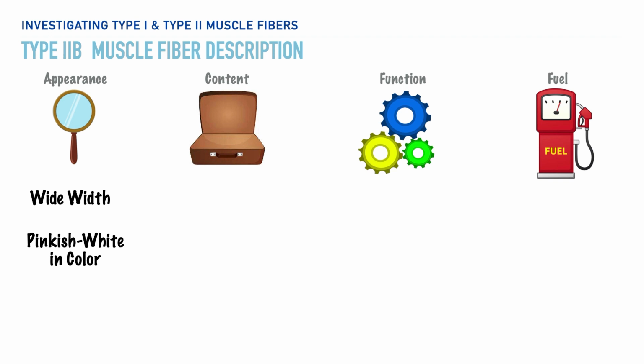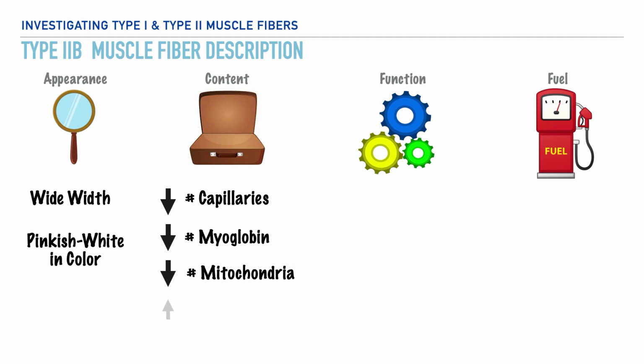muscle fibers. Now, as we investigate the content of these muscle fibers, we'll find that we have a lower number of capillaries, a lower number of myoglobin and mitochondria when compared to our other muscle fiber types. But in terms of the amount of myosin ATPase, we have an abundant amount in type 2B muscle fibers.